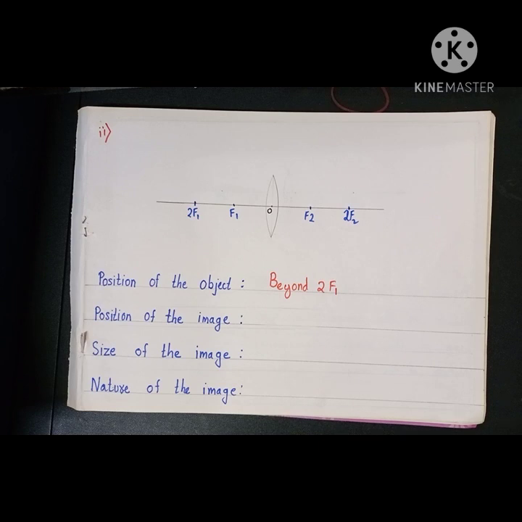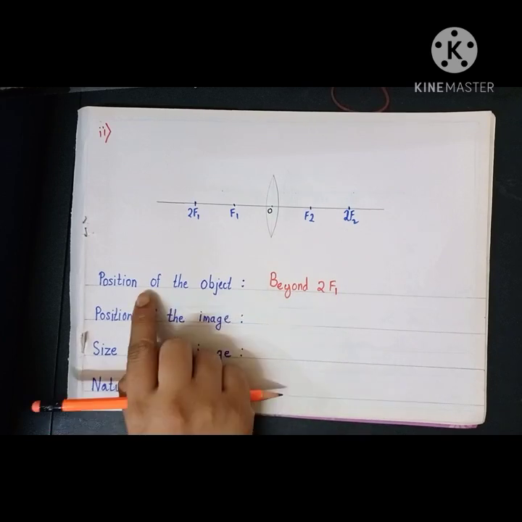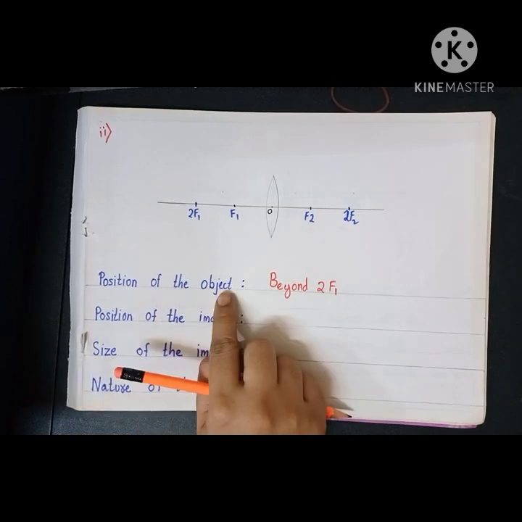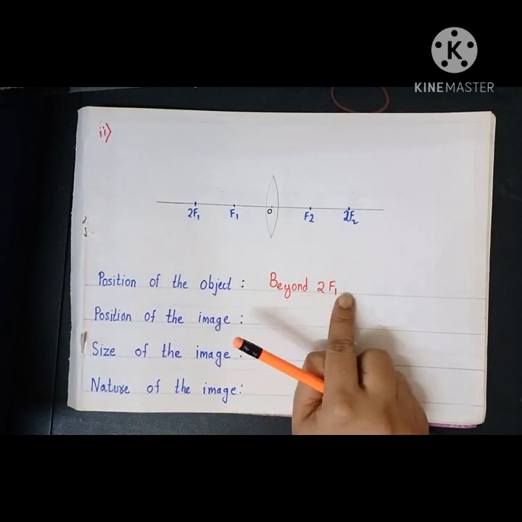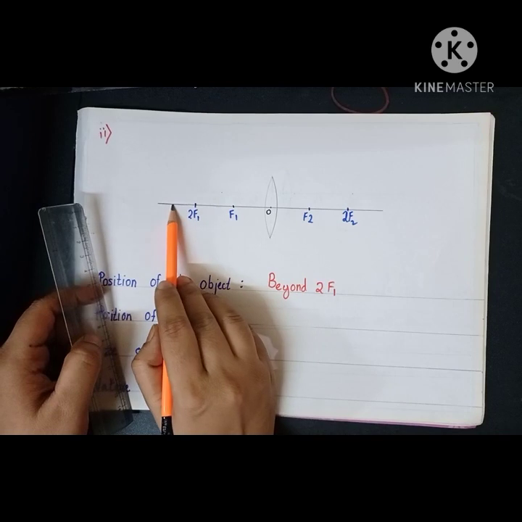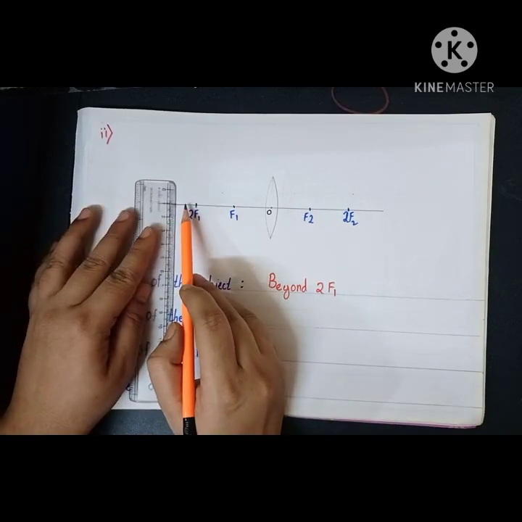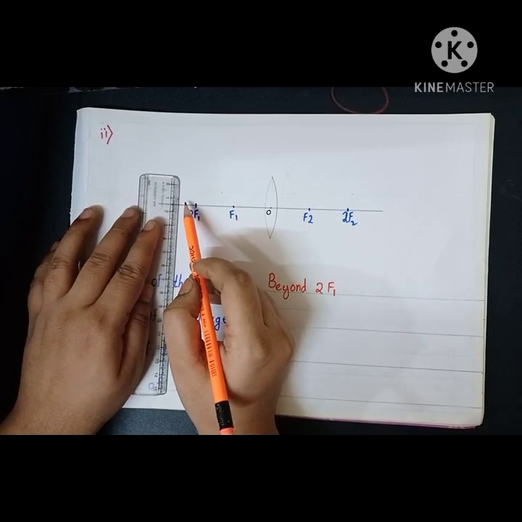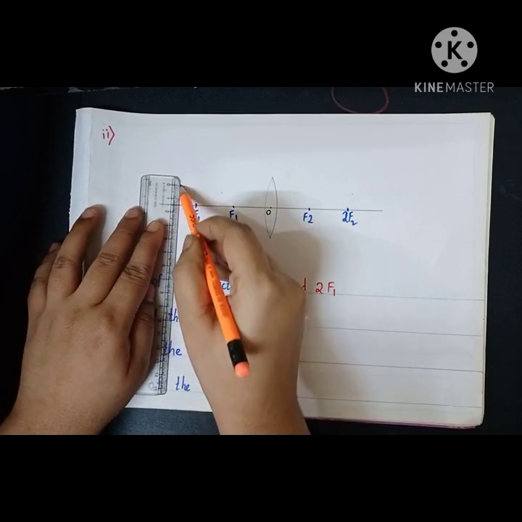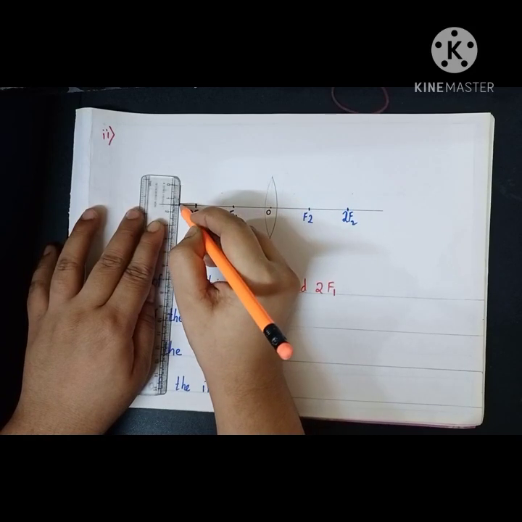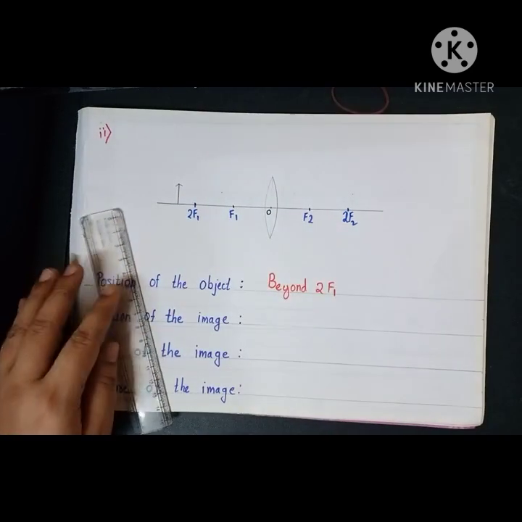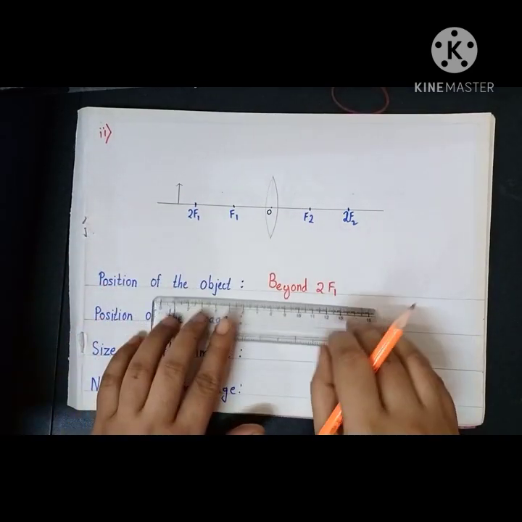Now let us draw the ray diagram for second reading, that is when object is kept beyond 2F1. So position of the object will be beyond 2F1. So it is far away from 2F1. Take height of the object 1 or 1.5 centimeter. You can represent it with the help of this arrow like this, and you can label it AB.